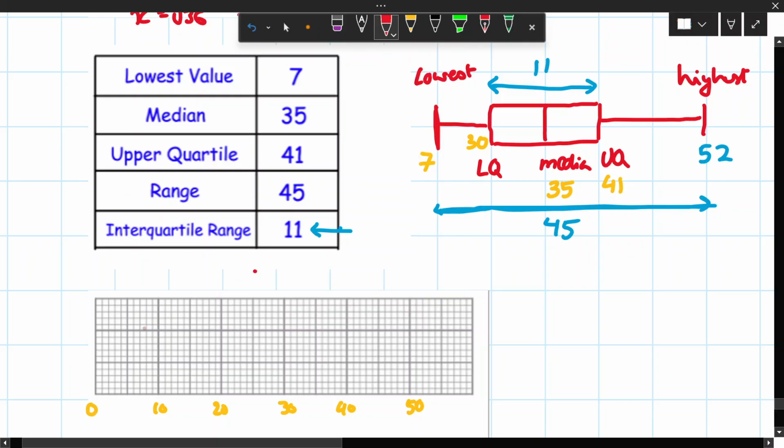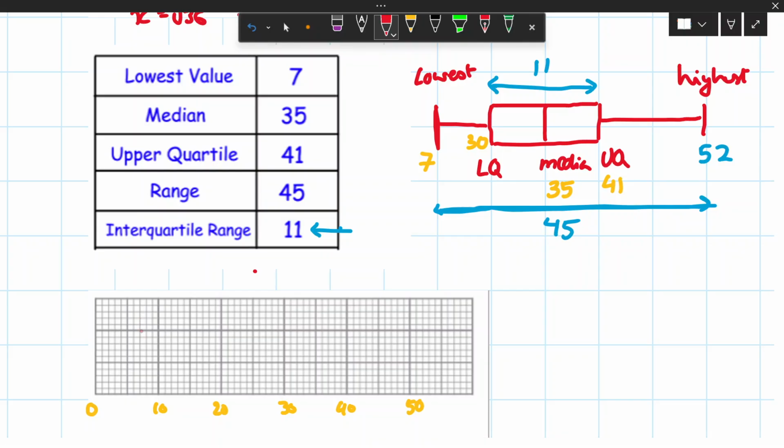So the lowest value is at 7. Let's try to keep it somewhere around 7. Yeah, that looks like 7. So that's 7, my lowest value. The next one is at 30, so that's good. Nice value there. Next one is at 35, so that's also nice.